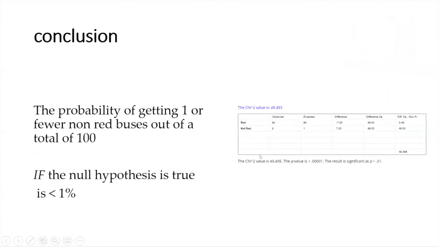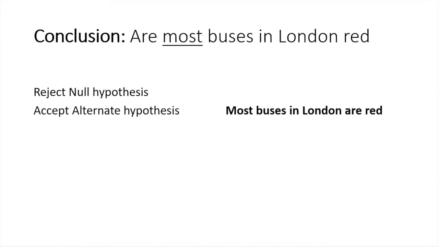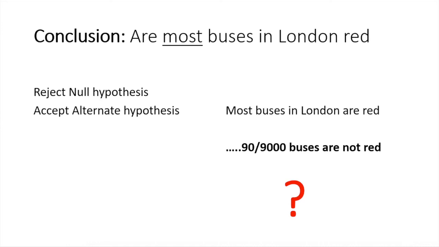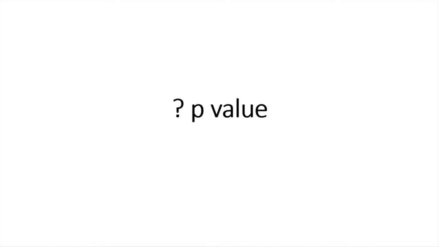So what the p-value is telling us is that the probability of getting one or fewer non-red buses out of a total of 100, if the null hypothesis is true, is less than 1%, i.e. our result is significant. So what do we do now? Now we would reject the null hypothesis because our data suggests that the finding is extreme. And therefore, what you're going to say is most buses in London are red. But does that mean that only 90 out of 9,000 buses are red, or not red? Is that what this data suggests? So the question comes to, what is our understanding of p-value?